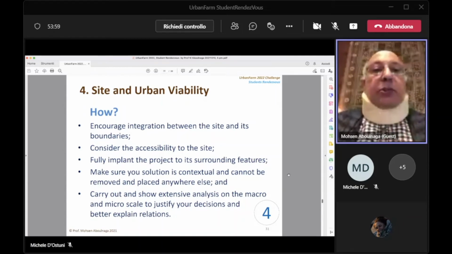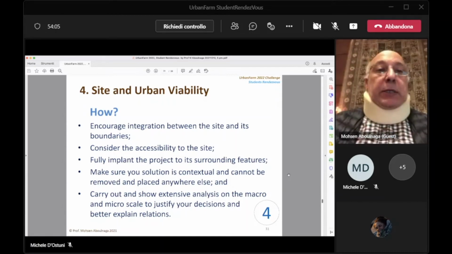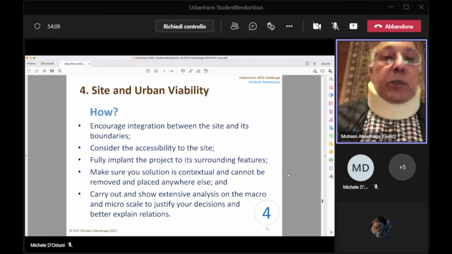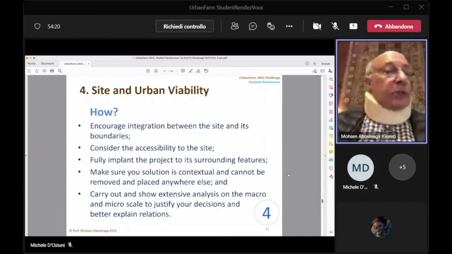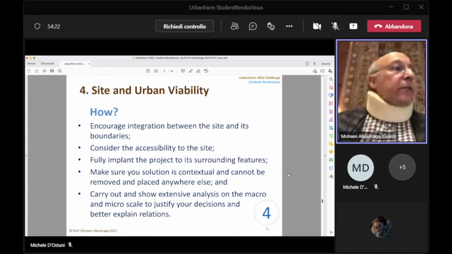Make sure that your solution is contextual and cannot be removed and placed anywhere else. You can have your project as a flexible construction also. Carry out extensive analysis on the macro and the micro scale to justify your decisions and better explain the relations of your solutions. Next.